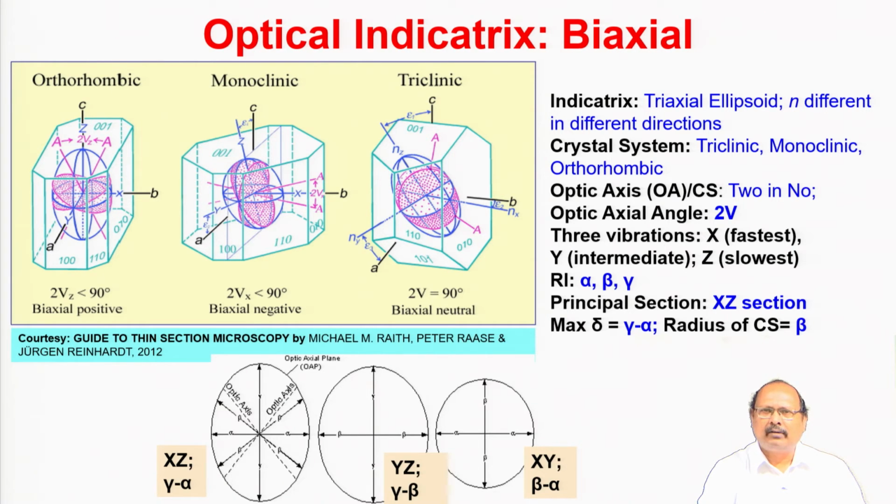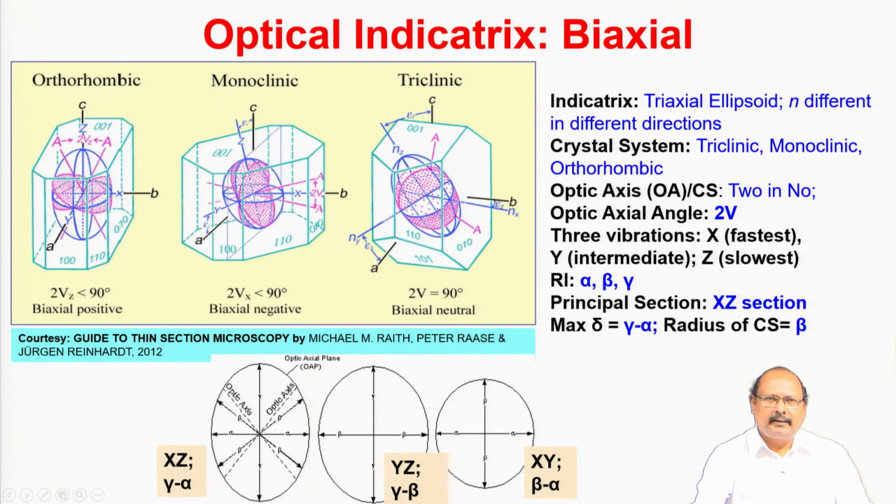And if you have to have gamma and alpha, that means you have to have x vibration and z vibration present in that section. So, this will be the xz section here. So, maximum birefringence, that will be the gamma minus alpha value here. And I also tell you that since there are two optic axes here, you have two circular sections of the indicatrix, and the radius of those circular sections will be beta, and I will show you shortly how this is so.